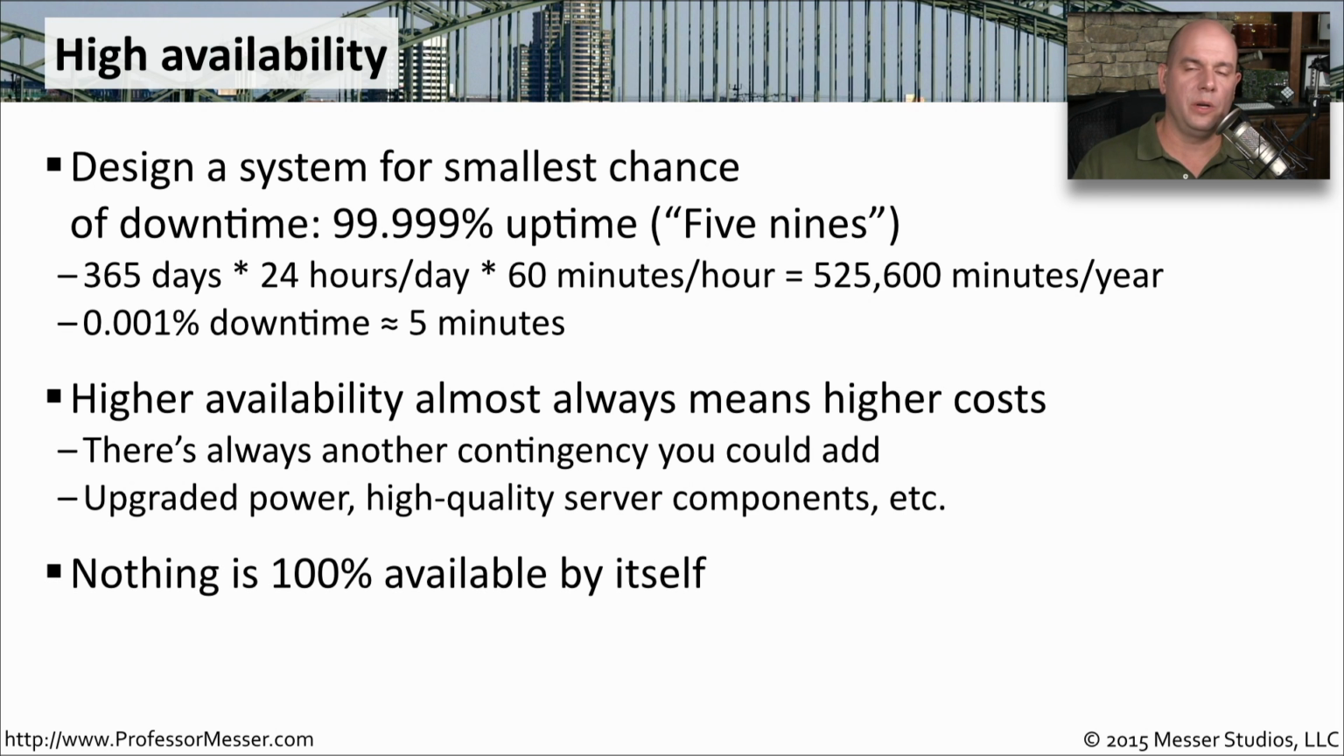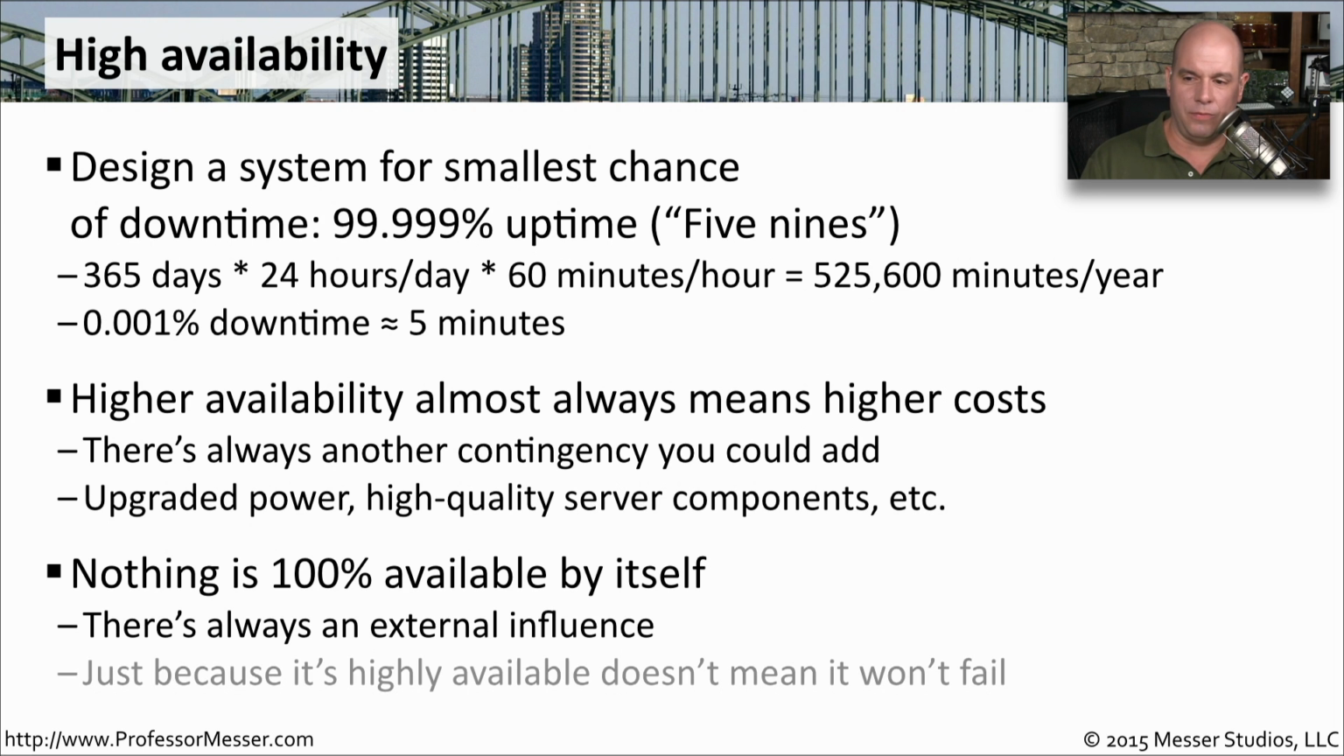Of course, nothing is going to be 100% available by itself, and usually not 100% available even if you plan for these contingencies. Very often there is a third party involved. There may be a power provider. There may be an act of nature that you can't build a system around, and therefore you always have to look out for those influences that would cause your highly available system to end up failing anyway.